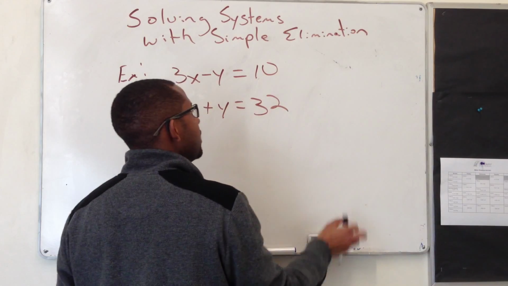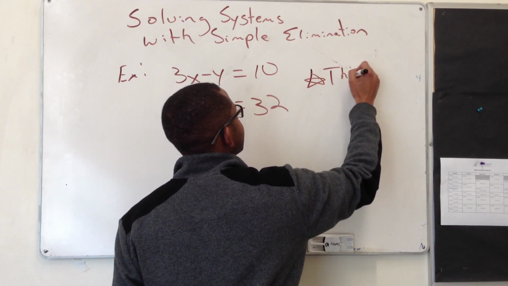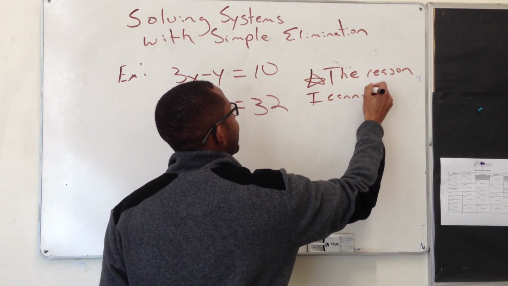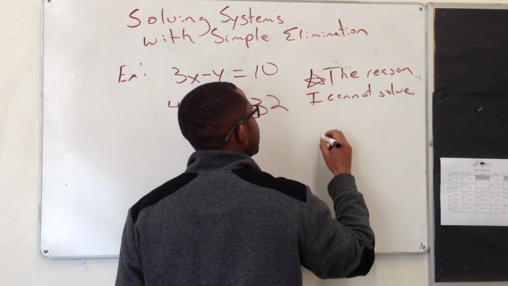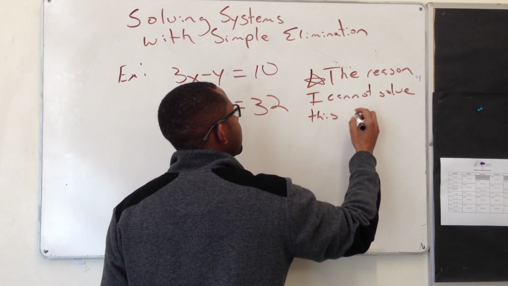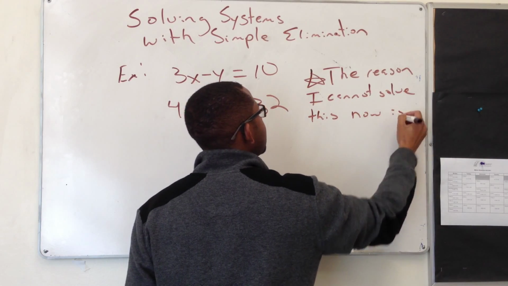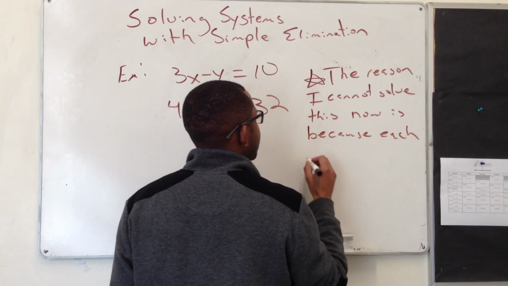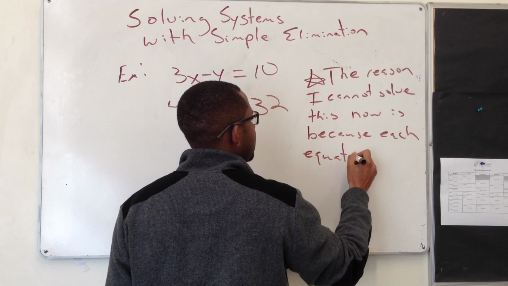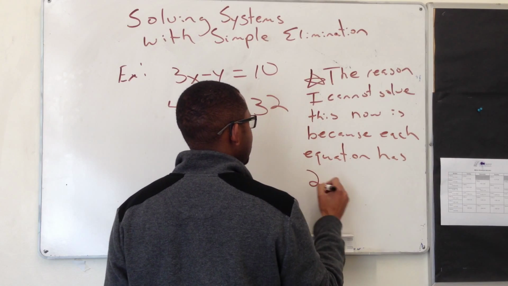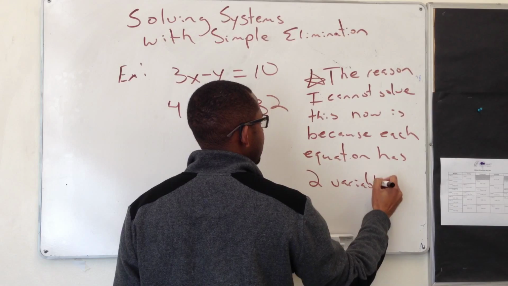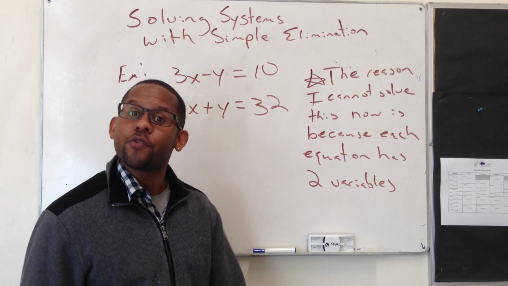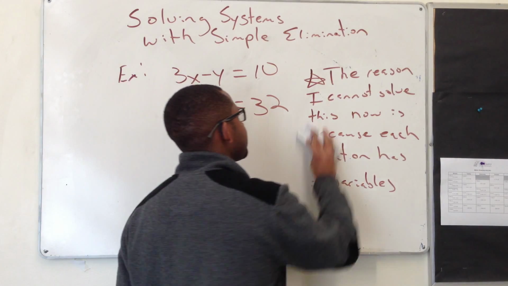So, let's just write this. The reason I cannot solve this now is because each equation has two variables. Both of those equations have an x variable and a y variable. So I can't solve it with two things I don't know. Okay?